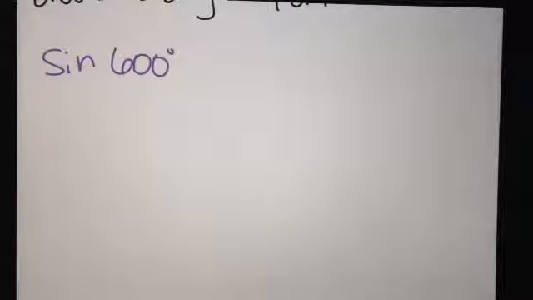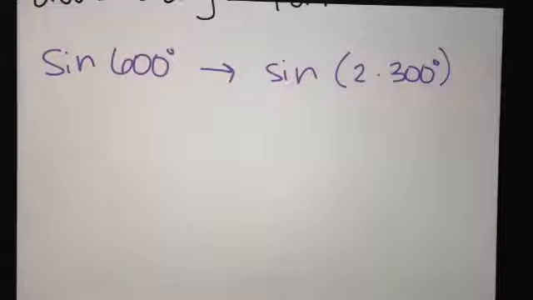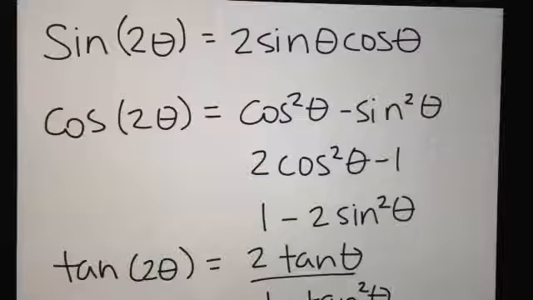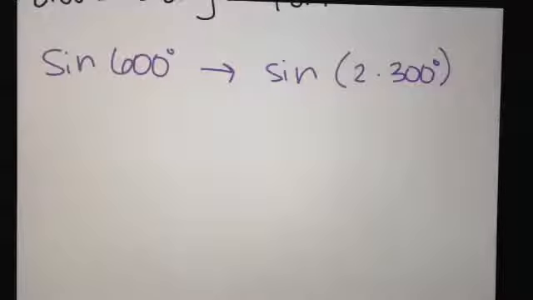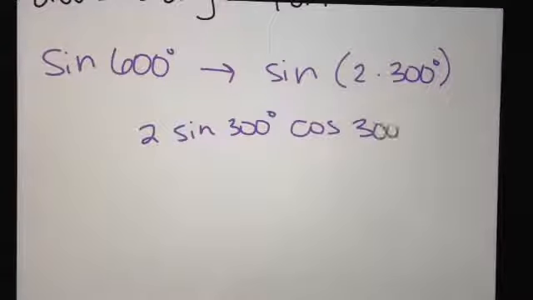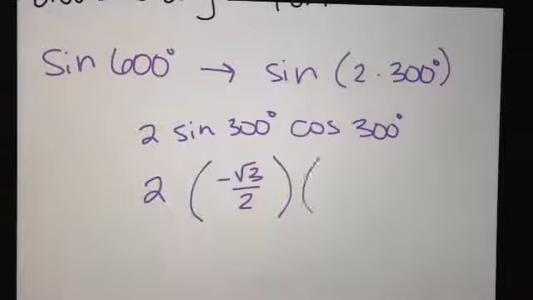I'm going to rewrite this as sine of 2 times theta, so this would be 2 times 300 to be able to get to 600. And then I'm going to use the formula that we just looked at: 2 times sine theta times cos theta. So this is going to be 2 times sine of 300 times cos of 300. And if you look at your unit circle, you will notice that sine of 300 is negative root 3 over 2, and cos of 300 is 1 over 2.